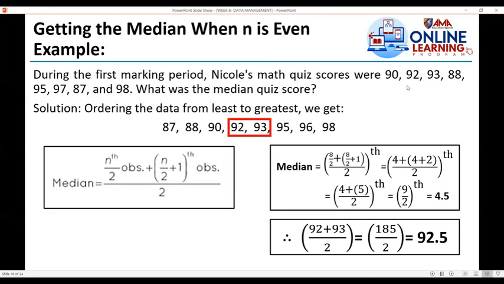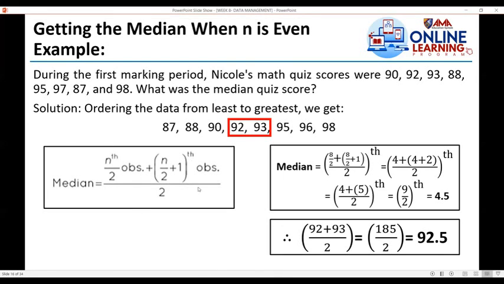And if we count the elements of the data set, there are 8 elements. Therefore, 8 is an even number. Hence, the 2 middle numbers give the median, provided we divide their sum by 2. So 92 plus 93 divided by 2 is 92.5.